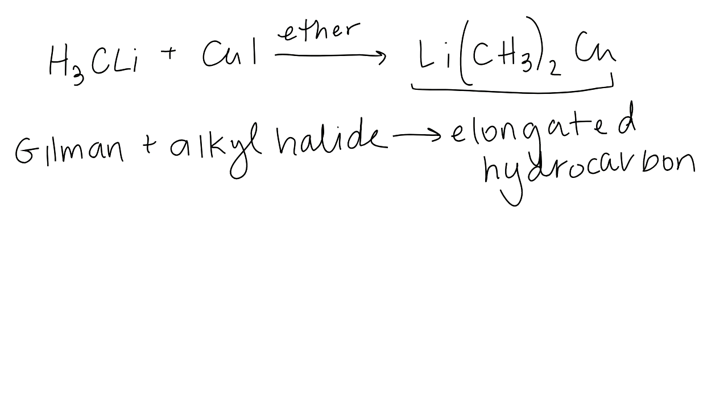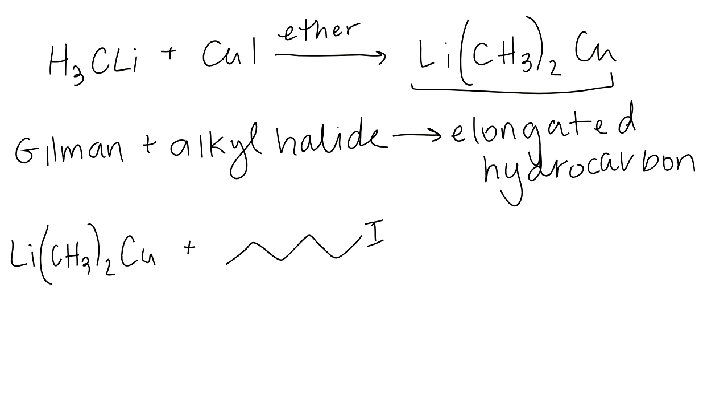So this is another example of why we tend to use these organometallic compounds, why they're important for us. Here, let's say we have our Gilman reactant, LiCH3 2 with copper, and we want to add on to this compound. So we have an iodide compound here. We're going to put that in ether again.